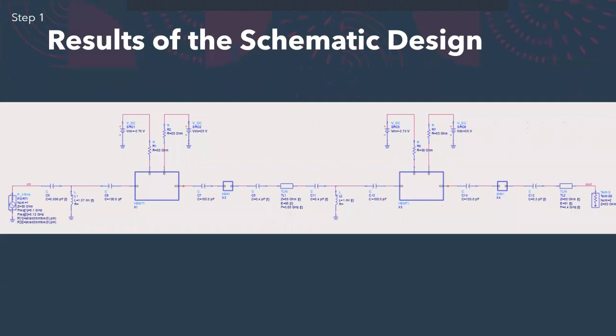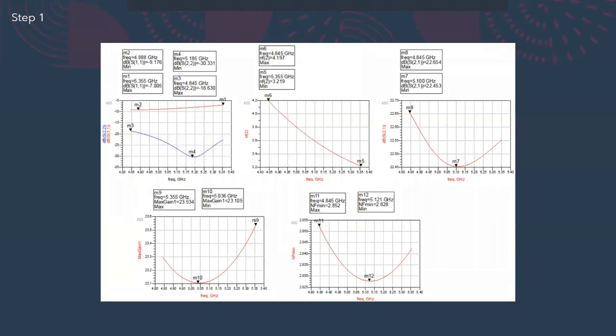Overall, the whole circuit was merged as can be seen. The results are also shown here. S22 and S11 satisfied the criteria. However, the noise figure was a little bit higher than expected, so this was tried to be reduced in the layout part of the project. The highest gain possible was more or less reached: the max gain was approximately 23 dB, and the reached gain was 22.5 dB.